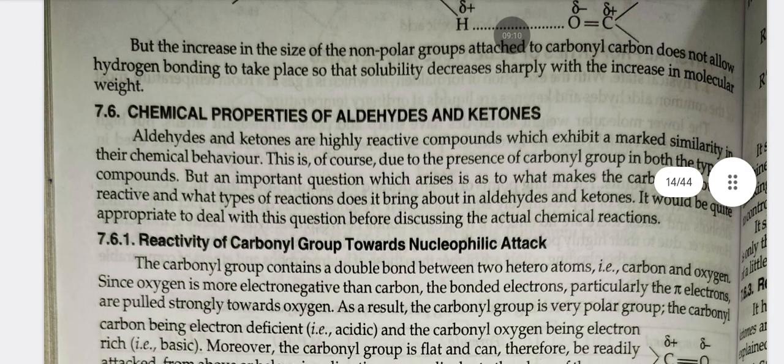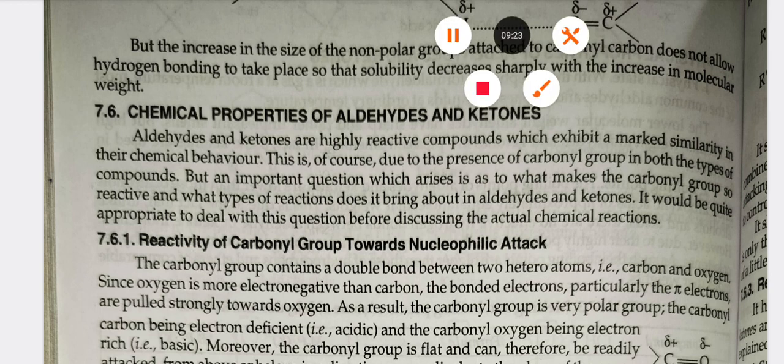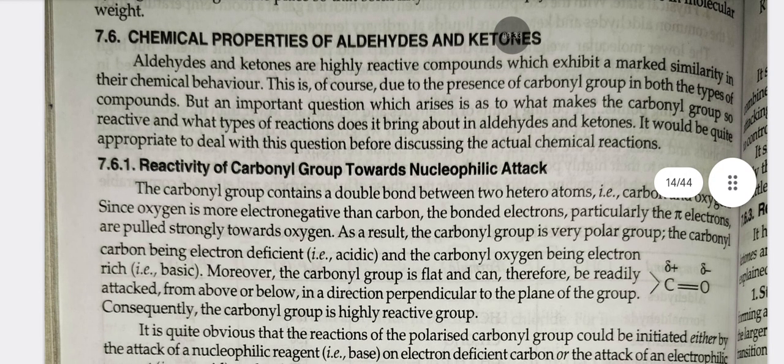Chemical properties of aldehydes and ketones. Aldehydes and ketones are highly reactive compounds which exhibit a marked similarity in their chemical behavior. This is of course due to the presence of the carbonyl group in both types of compounds. An important question which arises is what makes the carbonyl compound so reactive and what type of reaction does it bring about in aldehydes and ketones. It would be quite appropriate to deal with this question.